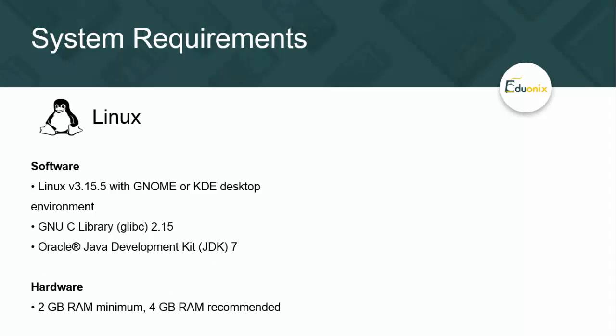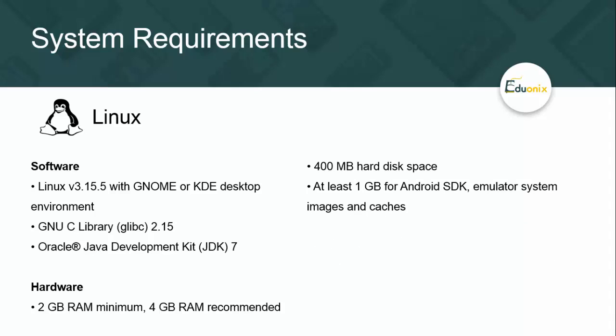For hardware, you will want a minimum of 2 to 4 gigabytes of RAM. More RAM will result in higher performance. The Android application will use 400 megabytes of hard disk space, and the Android SDK will use 1 gigabyte, so a total of 2 gigabytes of disk space will be sufficient. You will need a minimum screen display resolution of 1280 by 800.